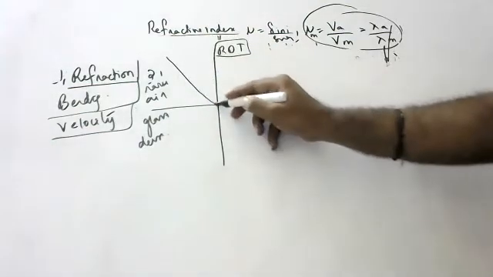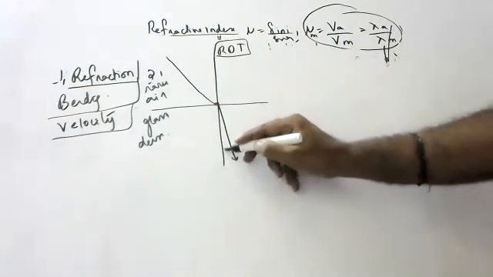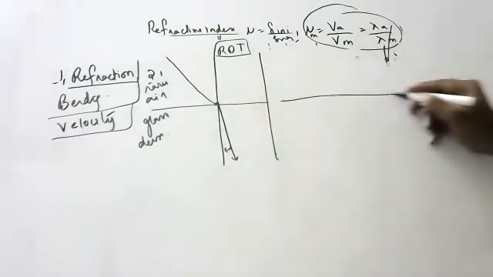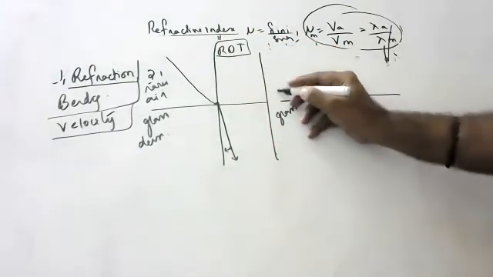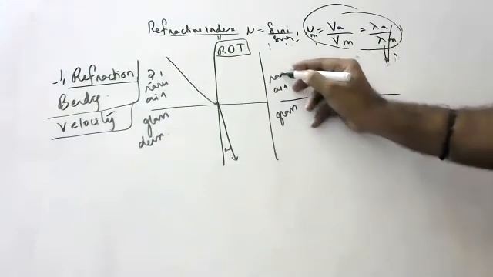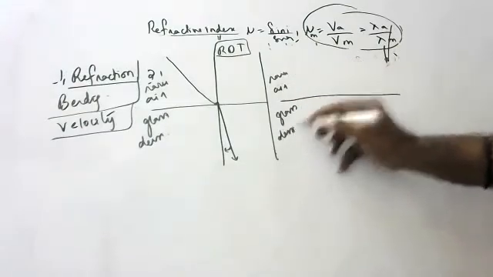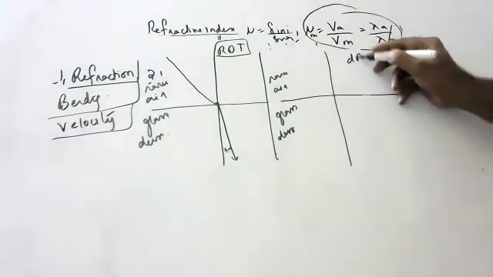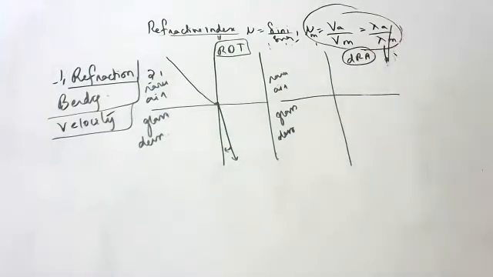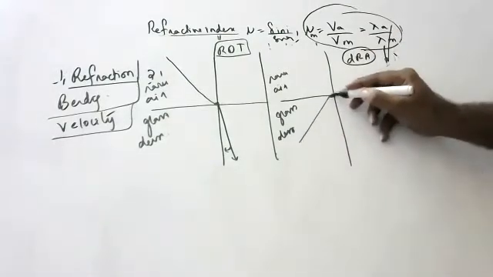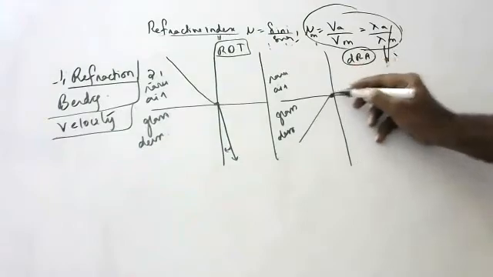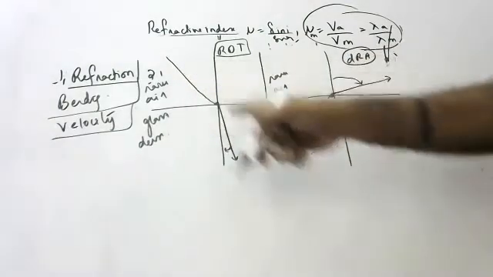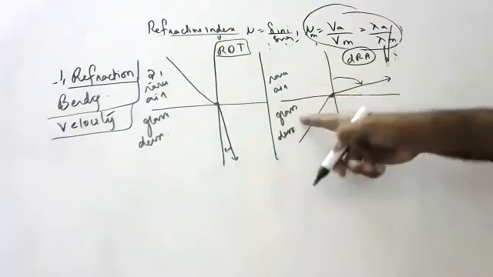So this is the light ray. It moves towards the normal. And it's also asking glass to air. So children, this is glass. This is air. Air is the rarer medium. Glass is the denser medium. Denser to rarer, it moves away from the normal. You all know that. Whenever light moves from denser to rarer, it moves away from the normal. So rarer to denser means it comes towards the normal. Denser to rarer, it goes away.